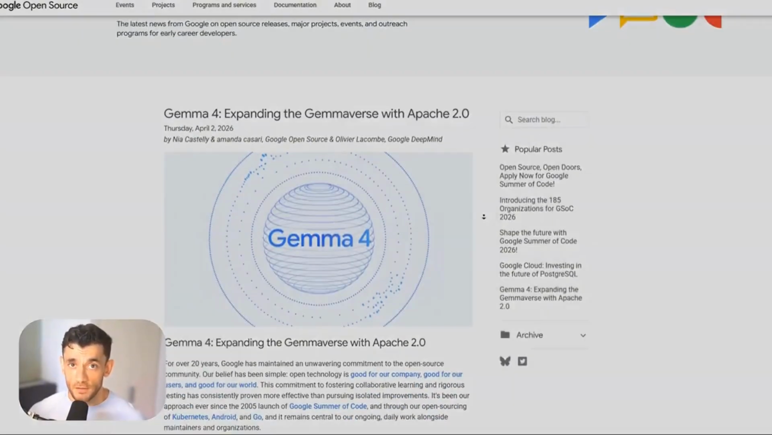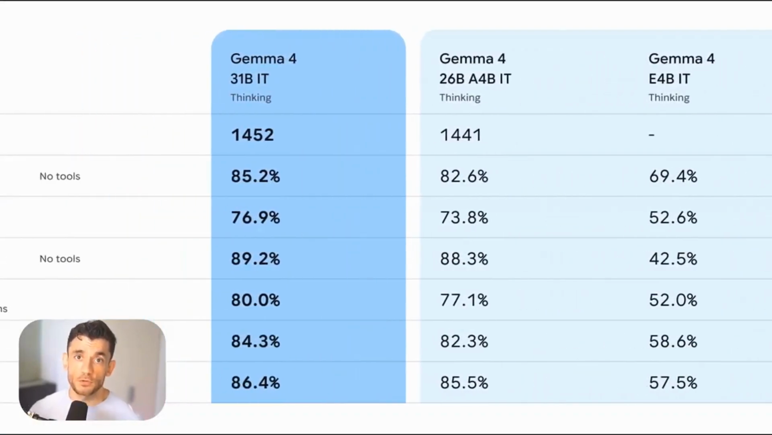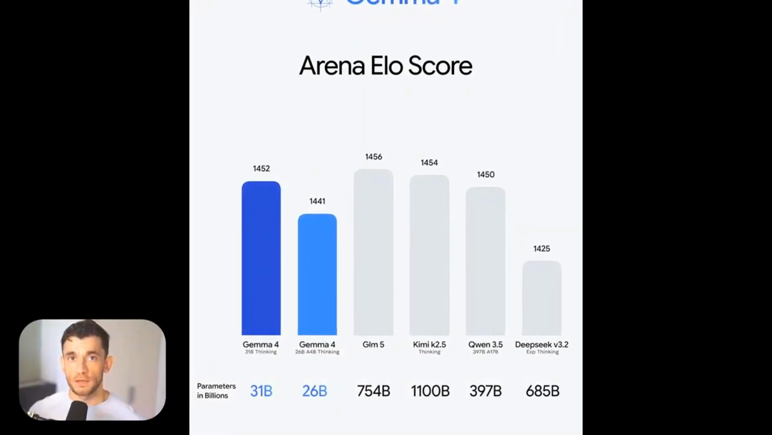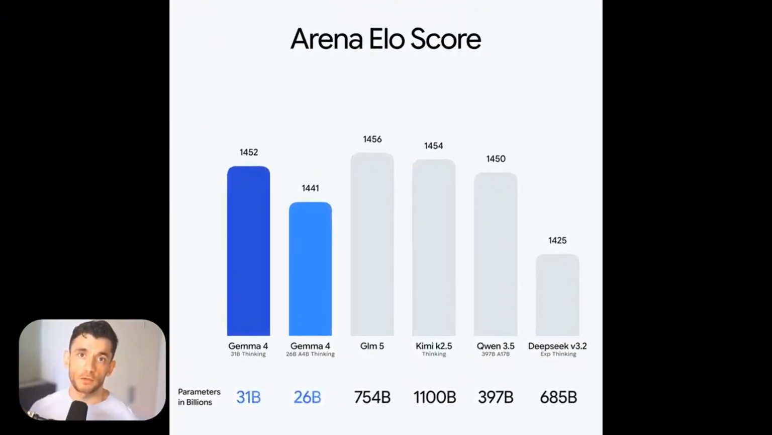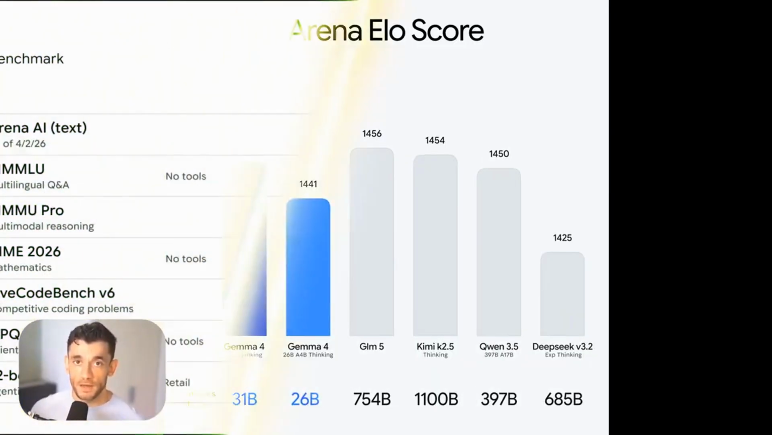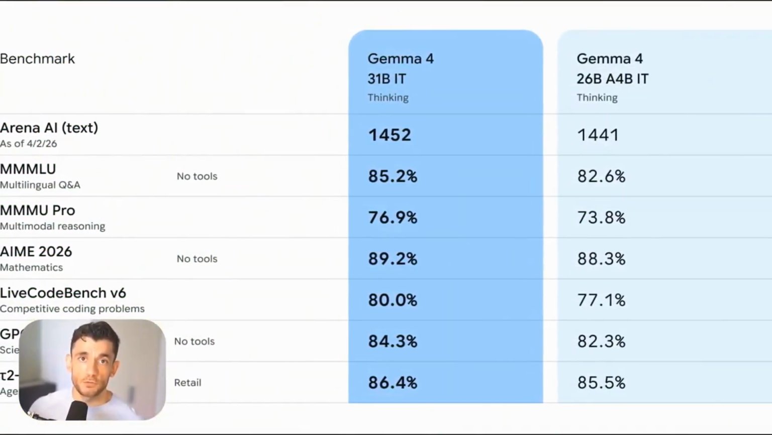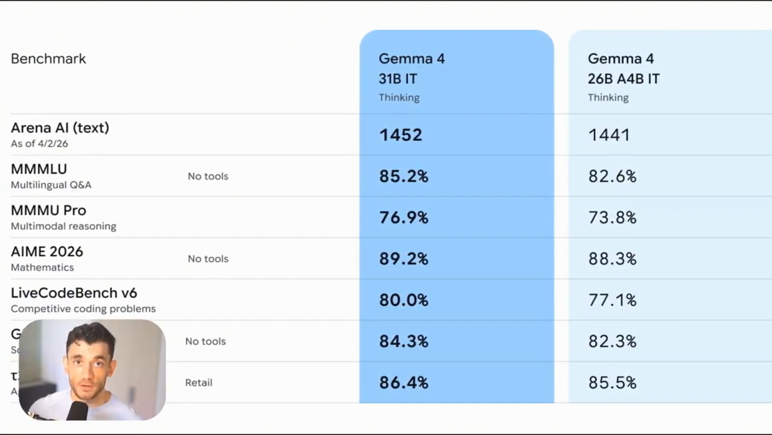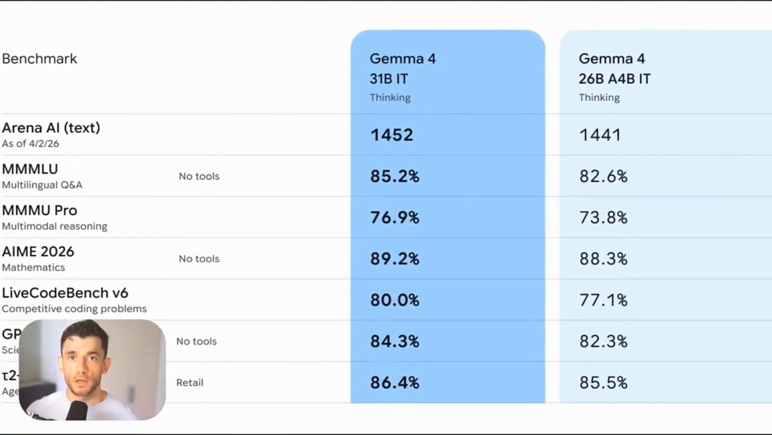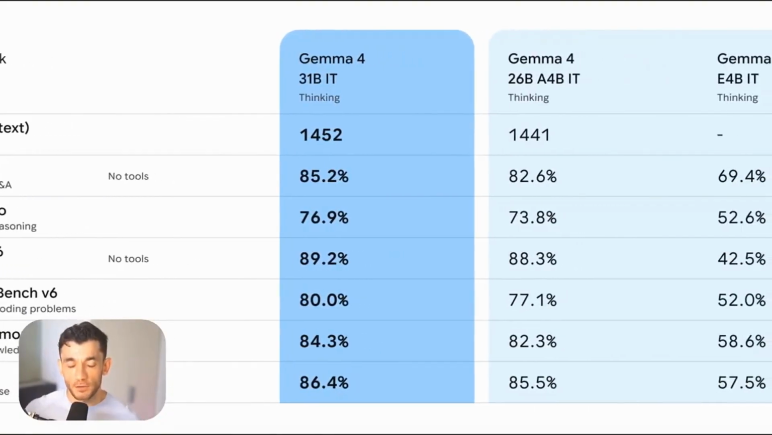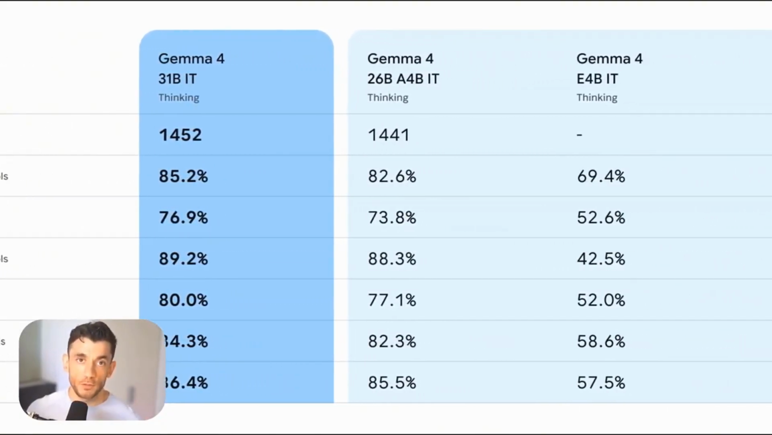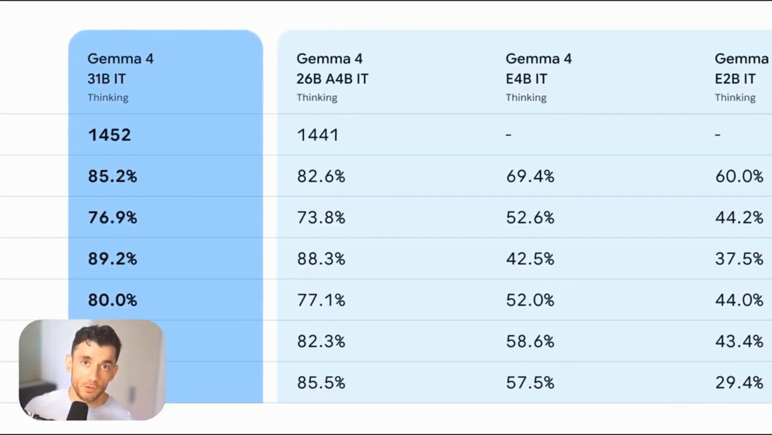Now the benchmarks. The 31B dense model sits at number 3 among all open models on the LM Arena text leaderboard with an ELO of around 1452. The 26B mixture of experts model is at number 6 with just 4 billion active parameters during inference. On scientific reasoning, the 31B scores 85.7% on the GPQA Diamond benchmark. And on Big Bench Extra Hard, it jumped from 19.3% in Gemma 3 to 74.4% in Gemma 4. That's a massive leap in one generation.